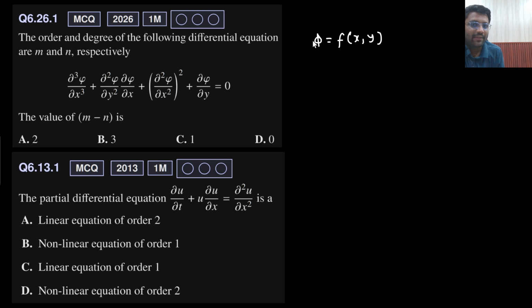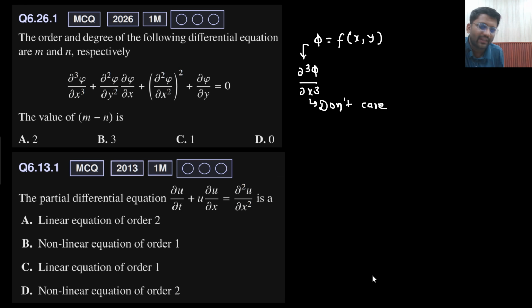Now, sir, maximum phi is differentiated 3 times. Phi is maximum differentiated 3 times. Now, sir, whether it is differentiated with respect to x or y, I don't care. I will simply write down that it is differentiated, whether with x or y, I don't care.